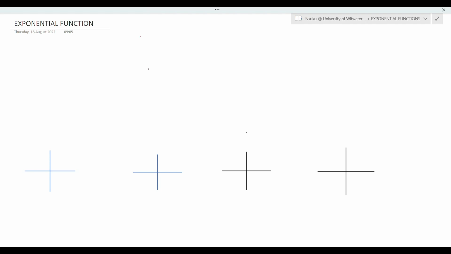So the general equation is y is equal to a to the power of x minus p, plus q, right? Let me just basically explain what each variable does to the graph. q is what we call a vertical shift. What it does is it basically shifts the graph up and down, right?